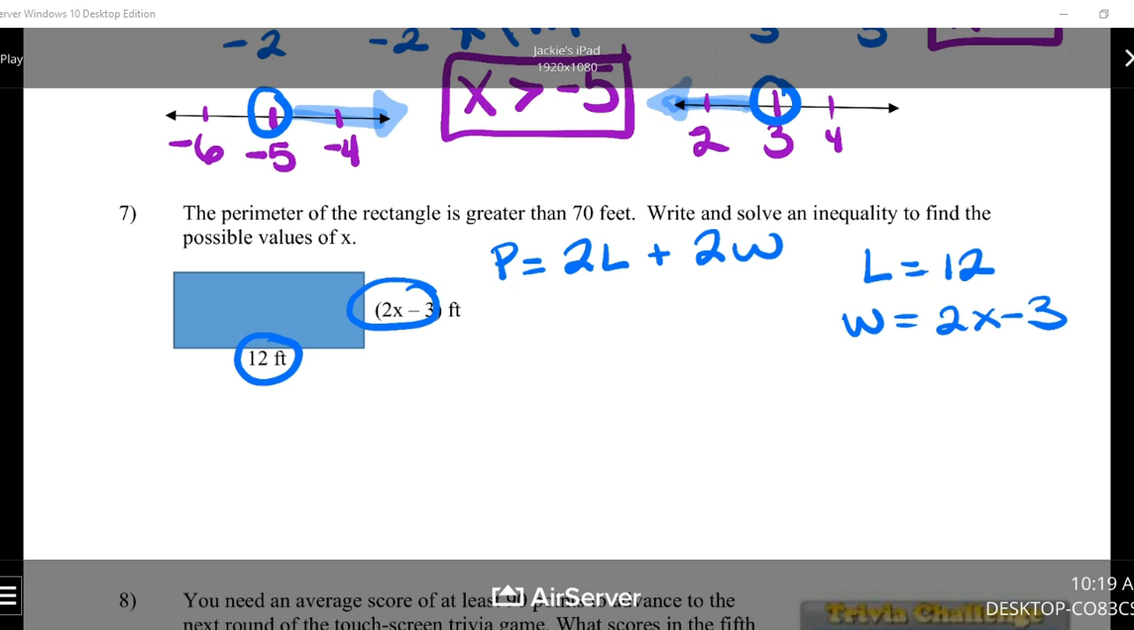So what we are going to do is substitute these values. We're going to substitute L equals 12 for L in the perimeter formula. And we're going to substitute 2x minus 3 in for W. Now the perimeter is greater than 70 feet. So we will add that once we substitute it in as well.